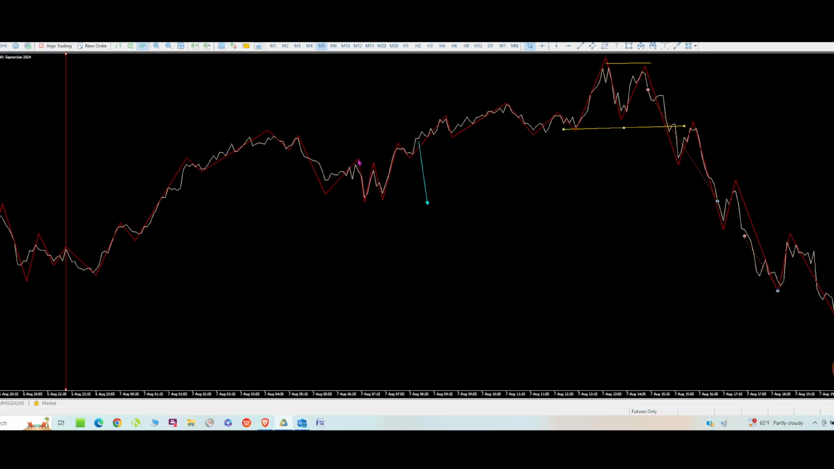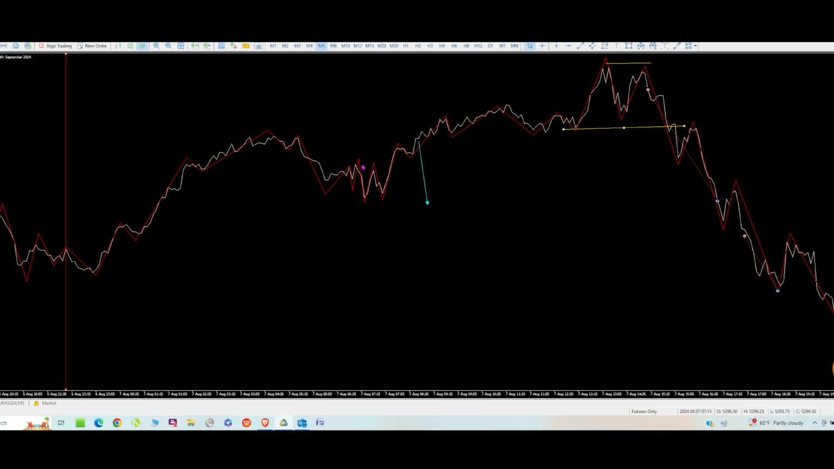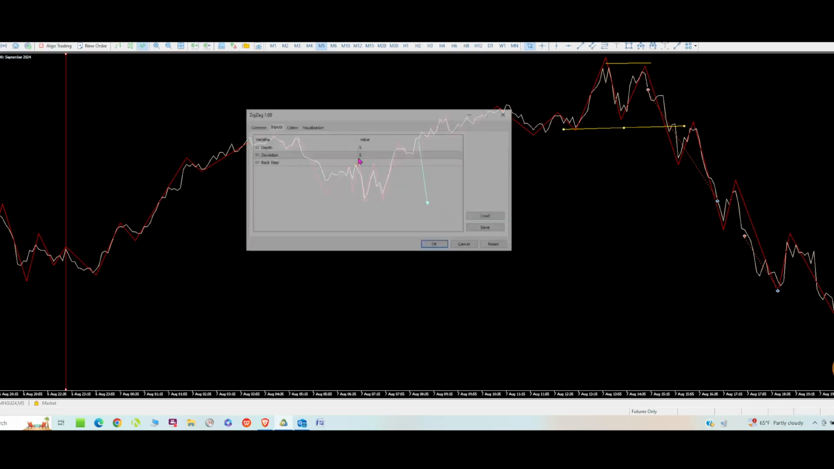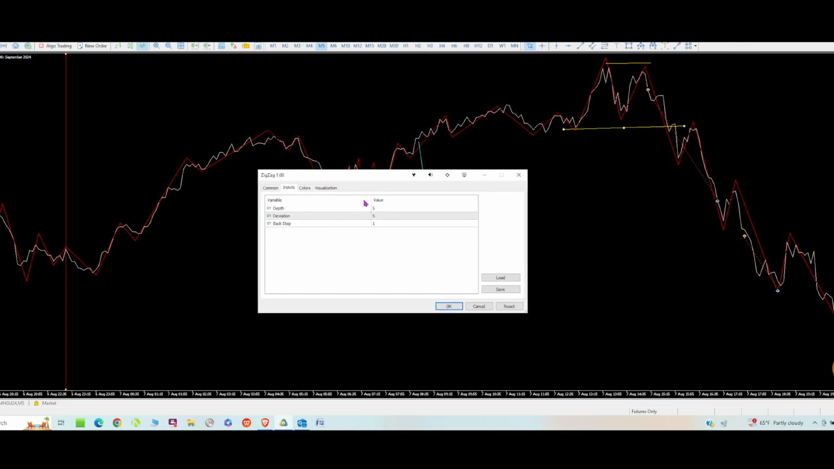But the main setting on this is the depth. Change this back to 5. Let's change back step to 1 and see if that does anything. Yeah, it doesn't really do anything. So the main setting really on this is the depth. And all that basically means is how sensitive the indicator is. The bigger this number, the less sensitive it is. It's only going to show the major swings.